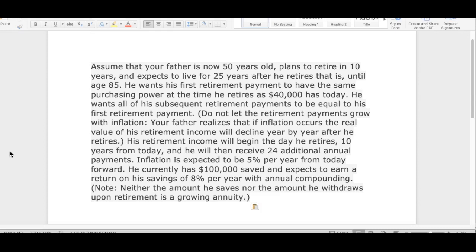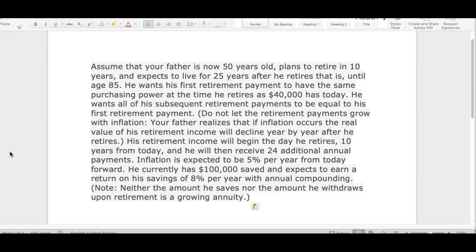So assume that your father is now 50 years old, plans to retire in 10 years, and expects to live for 25 years after he retires. That is until age 85. He wants his first retirement payments to have the same purchasing power at the time he retires at 60 as today. He wants all the subsequent retirement payments to be equal to his first retirement payment. Do not let the retirement payments grow with inflation.